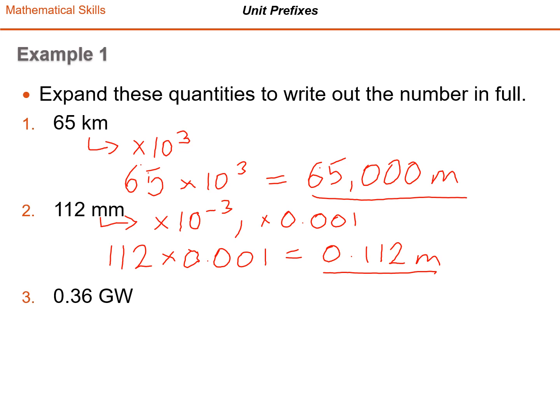Right, let's have a look at this last one here, 0.36 gigawatts, gigawatts of power. I'll remind you here that giga means 10 to the power of 9. Why don't you take a moment to see if you can work that out and write it out as a full normal number.